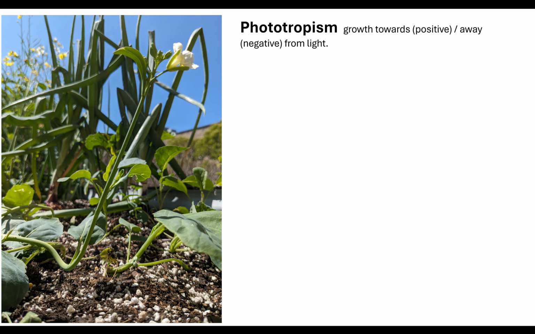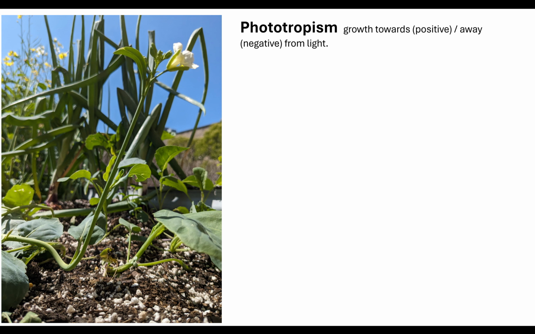So let's start with phototropism then. It can either be positive phototropism or negative phototropism. If we are looking at our shoots, for example, they are going to grow towards light, so we call that positive phototropism. When we look at our roots, they are going to grow away from light. That would be negative phototropism.